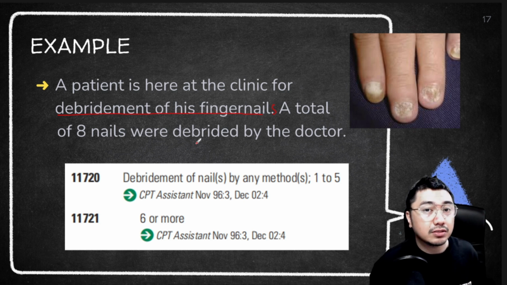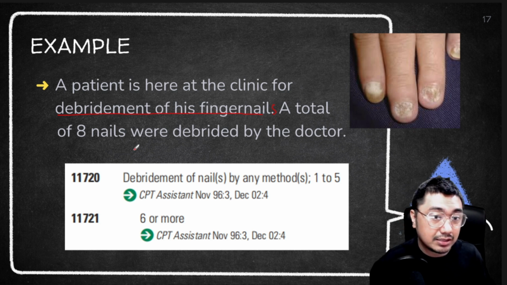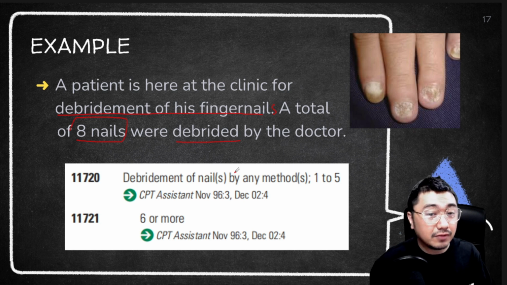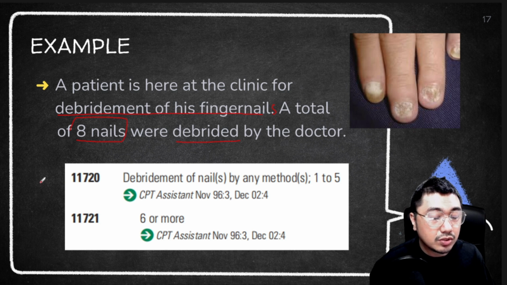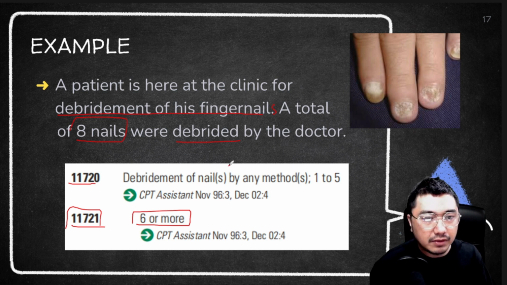In some scenarios, you will be highlighting the number of specific procedures that were done, or the number of body parts that were done for that day. For example, in this scenario, 8 nails were debrided by the doctor. So the code that we'll be using here is debridement of nails by any method. How many? 8 nails. So, are you going to choose this or this? Of course, you have to choose 11721 because it's mentioned here, 6 or more. That's it. Easy and simple.